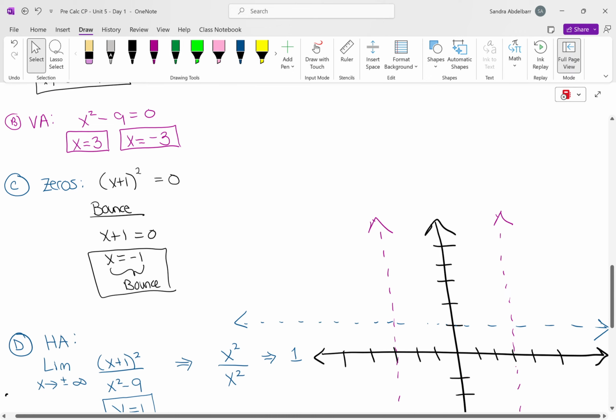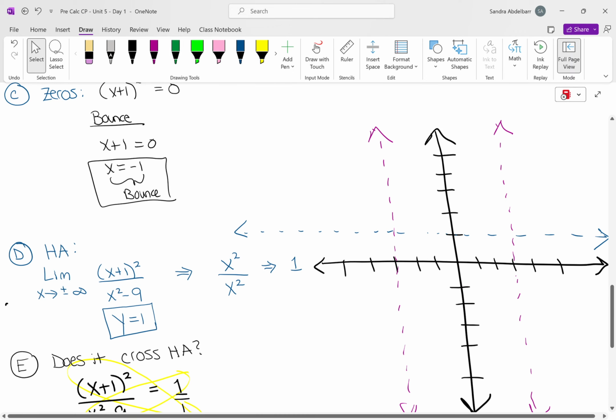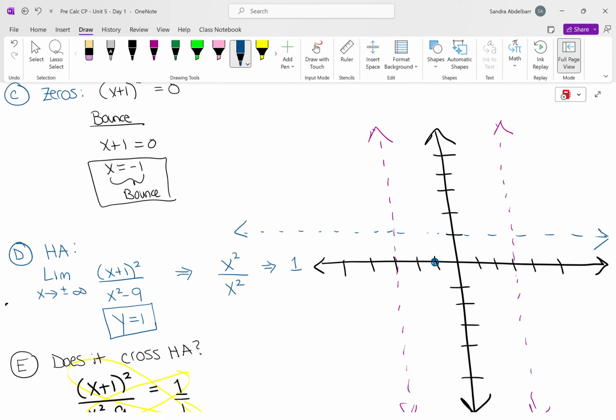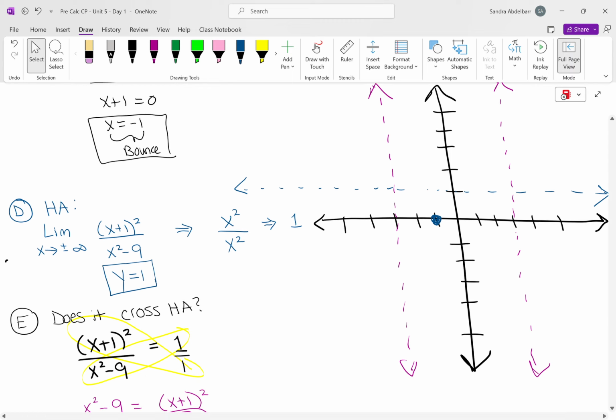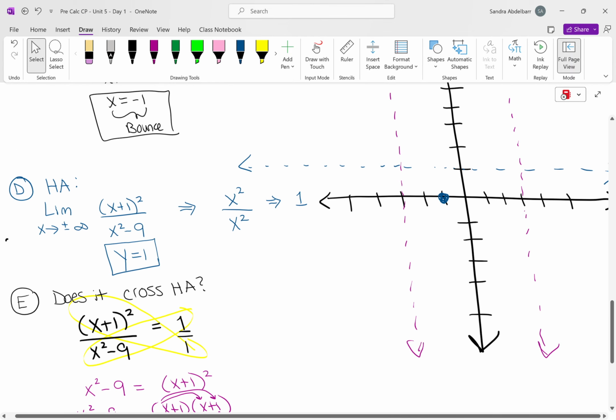Was there a 0? Yep, we did a 0. Where was our 0? Negative 1. So I'm going to go to negative 1 and put my point there. But, guys, what kind was this? A cross or a bounce? So what does that mean?